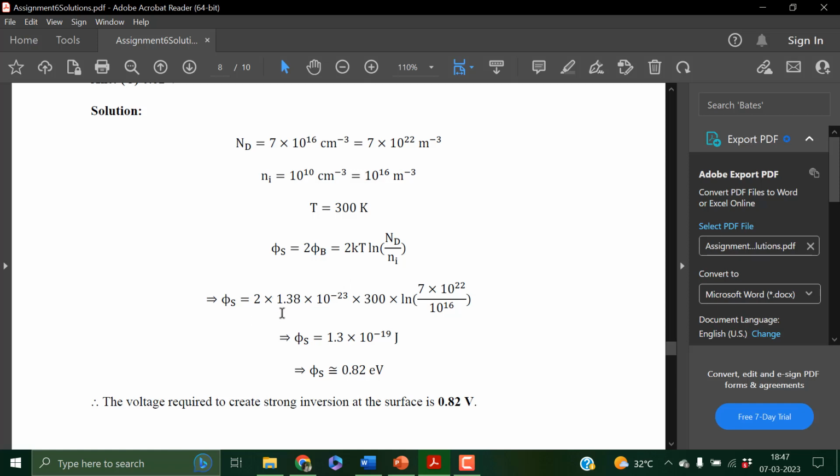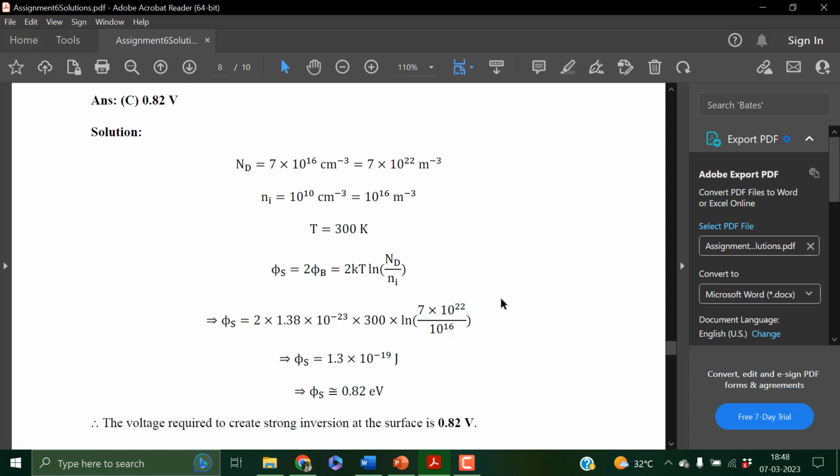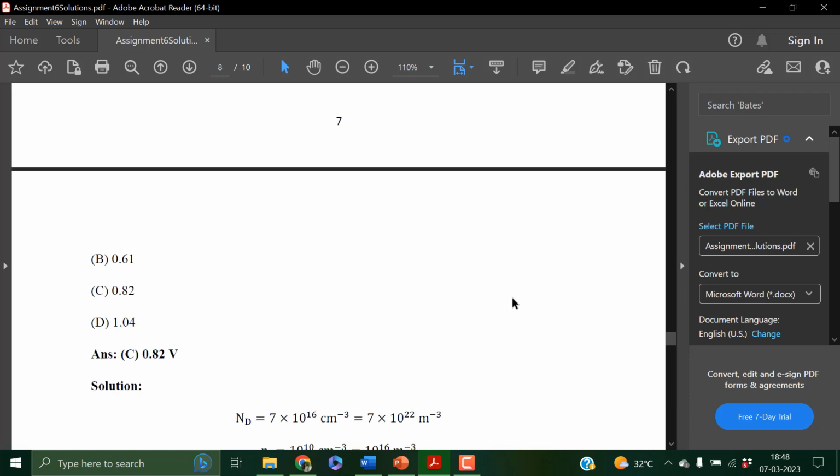So 2 into 1.38 into 10 power minus 23 into 300 ln(7 power 22 by 10 power 16). What units are you calculating in, joules or electron volts? In electron volts, ma'am. You are finding phi s, right? Yes, ma'am. It's supposed to come 0.82.